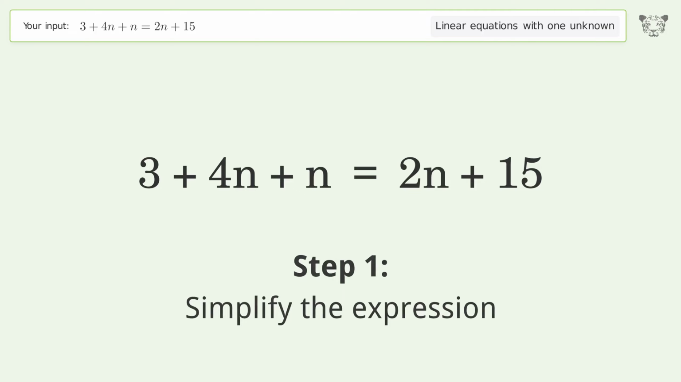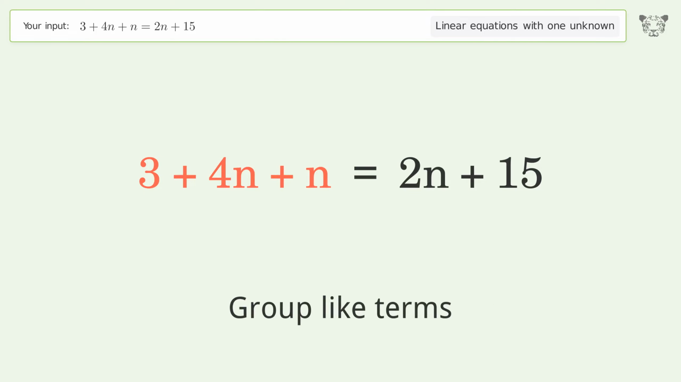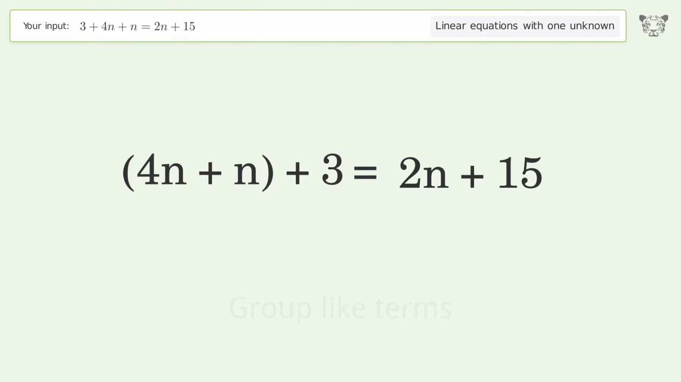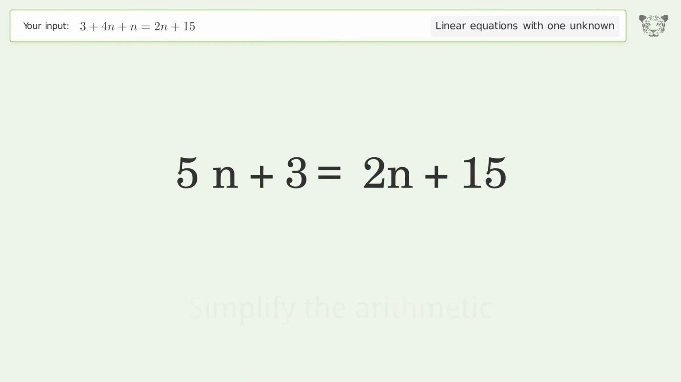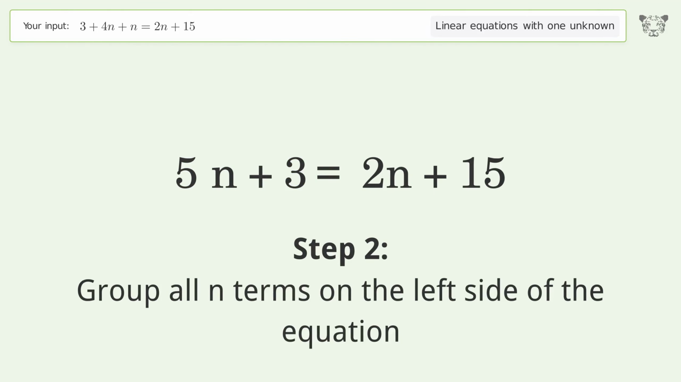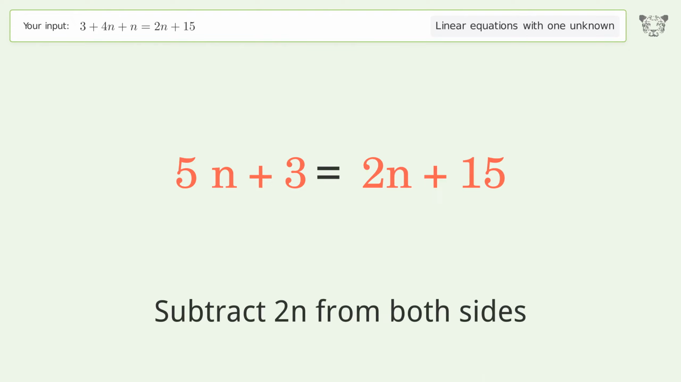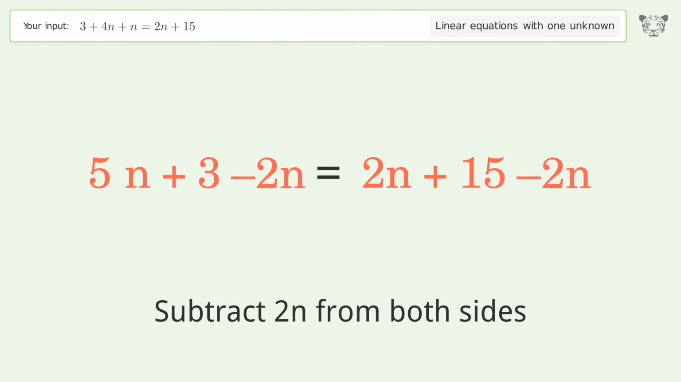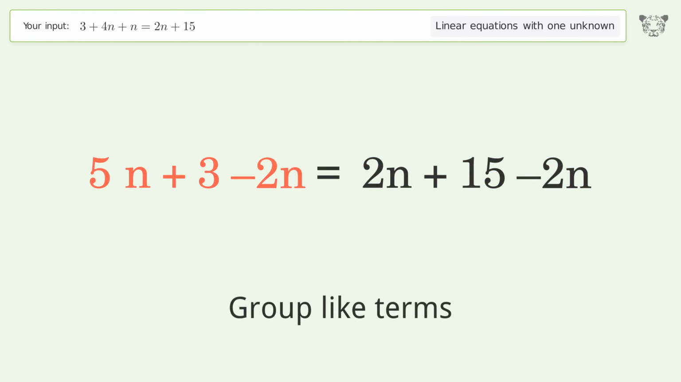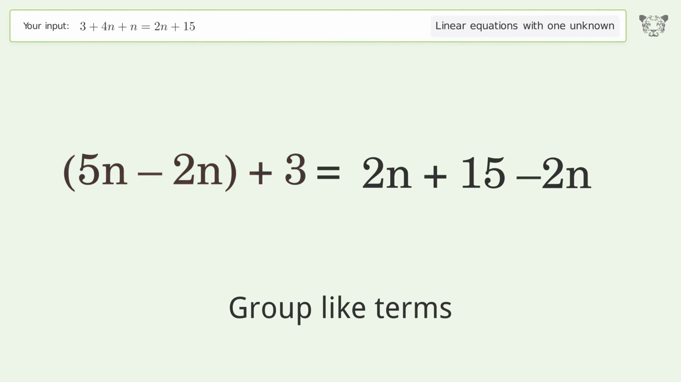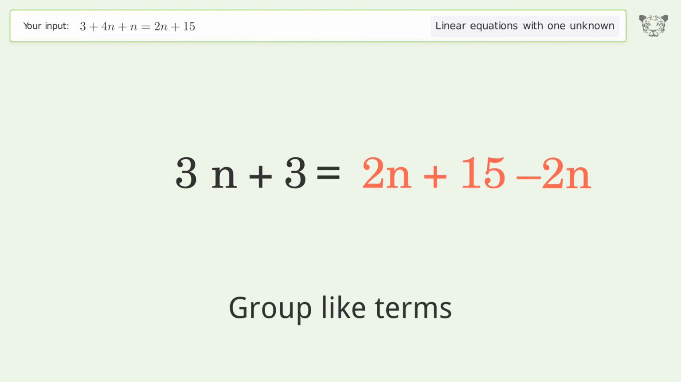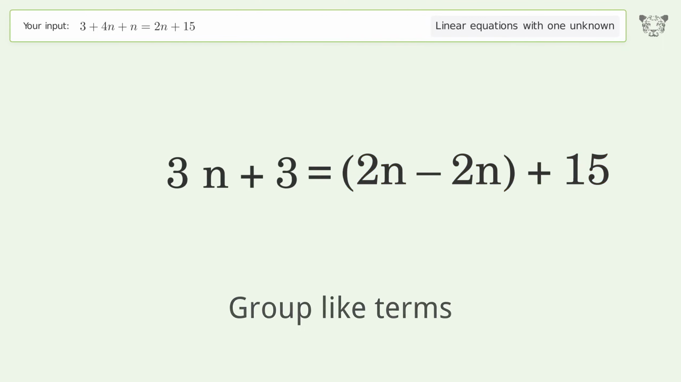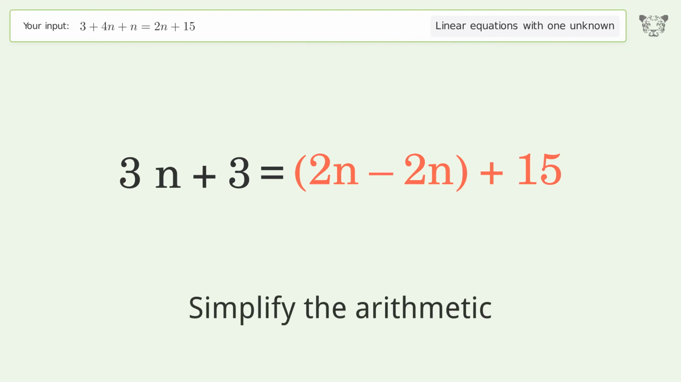Simplify the expression. Group like terms. Simplify the arithmetic. Group all n terms on the left side of the equation. Subtract 2n from both sides. Group like terms. Simplify the arithmetic. Group like terms. Simplify the arithmetic.